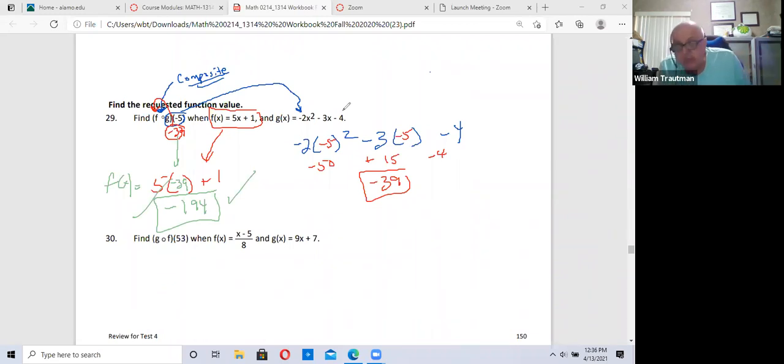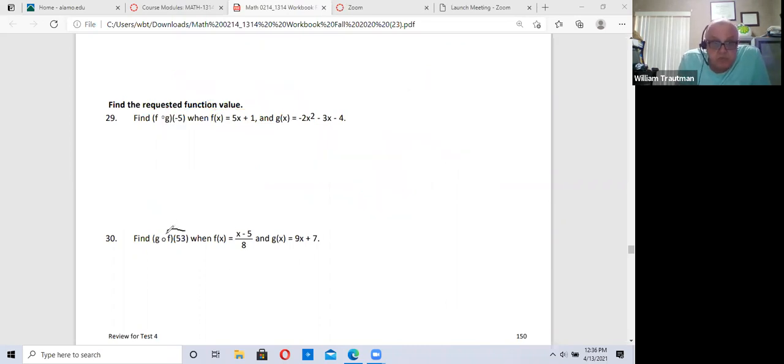All right, let's look at 30. Find f(53). So we're putting 53 in there. 53 minus 5 over 8. 53 minus 5 is 48 over 8. 48 over 8 is 6. So when I put 53 in there, I get an answer of 6.